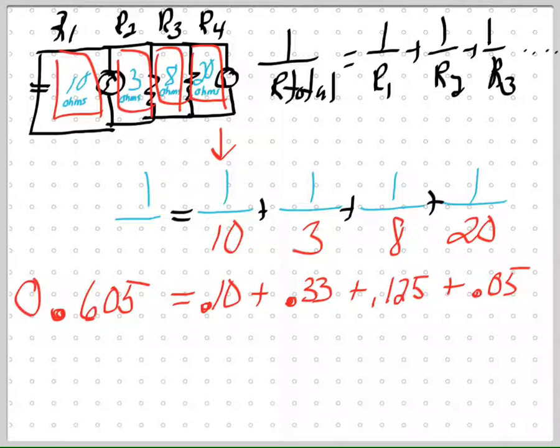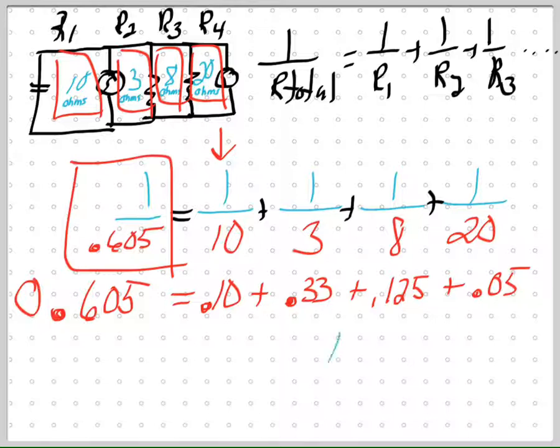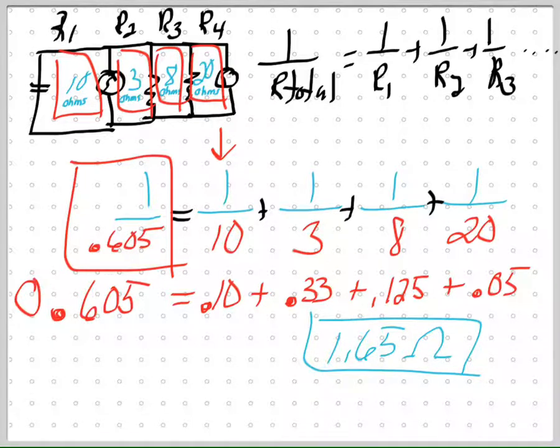Now, what do I do with this number? I plug it in right here. So now I have 1 divided by 0.605. And then I take this number and I stick it in my calculator. 1 divided by 0.605. And I get equals 1.65. And my total, that is my total resistance for this circuit. Yay. Okay. Now you try.